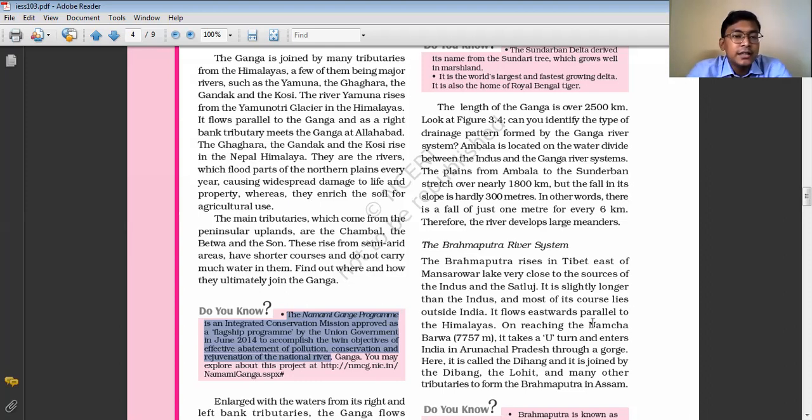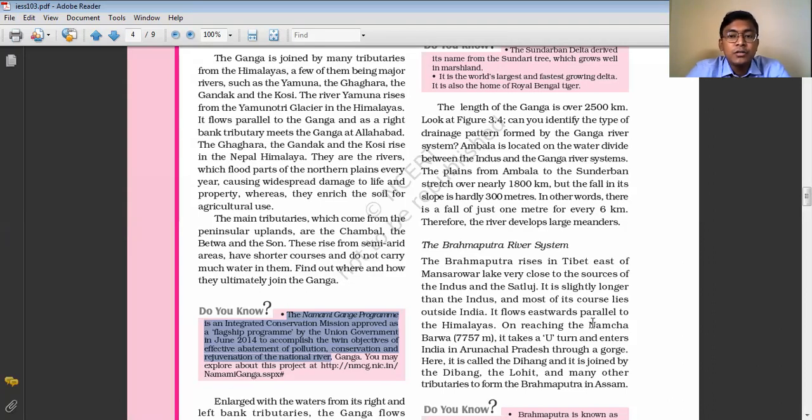Basically, the river Ganga is mainly polluted in its middle course. Like in the state of Uttar Pradesh, the river Ganga is mainly polluted because of the presence of various religious places, pilgrimage places, as well as various industries.